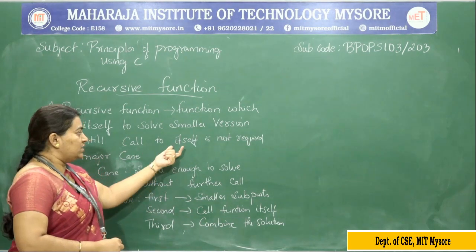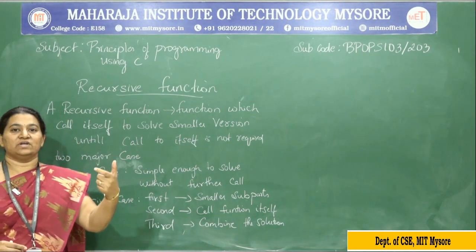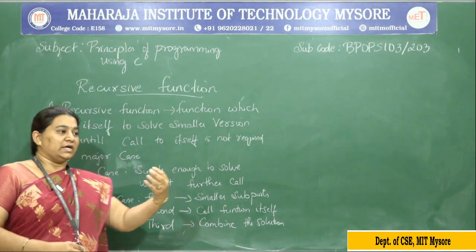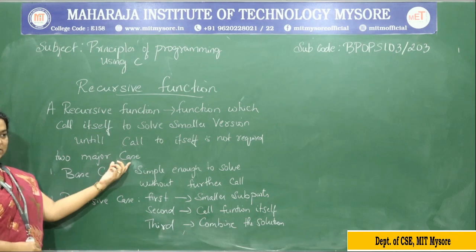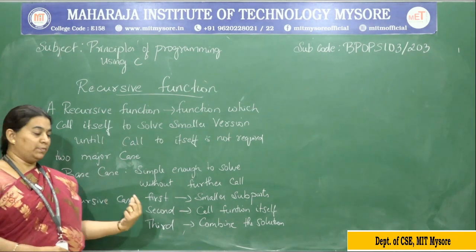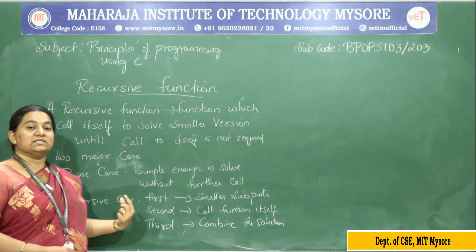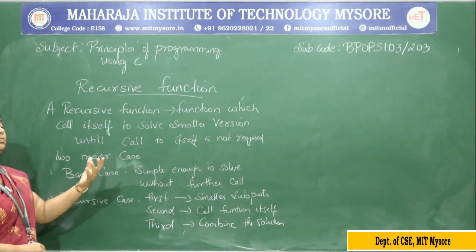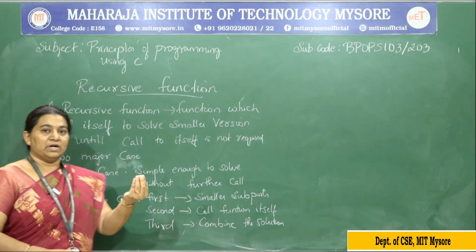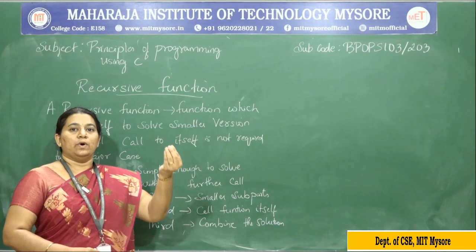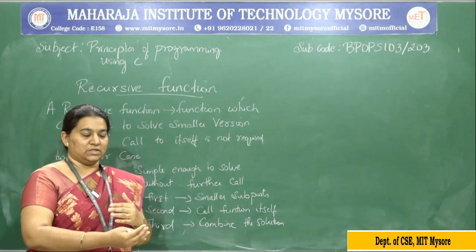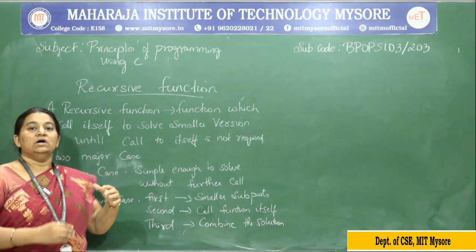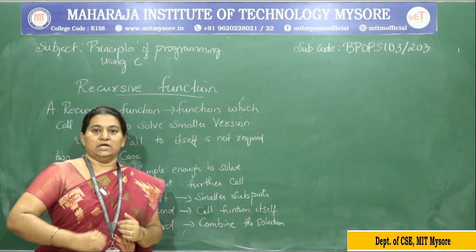You want to decide where the further call of a recursive function should not be done. So, I am going to use two major cases. The first case is the base case and the second one is the recursive case. So, what is the base case? It is the smallest part where you cannot call further. It is simple enough to solve without a further call of the function itself.